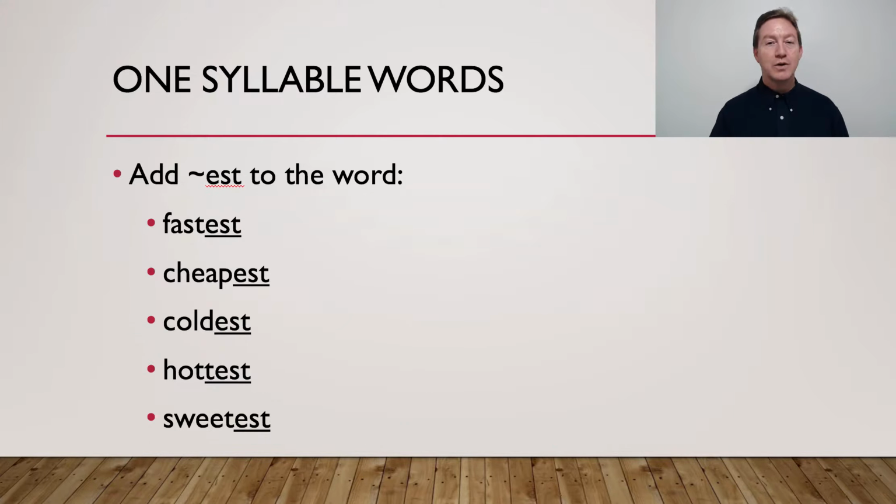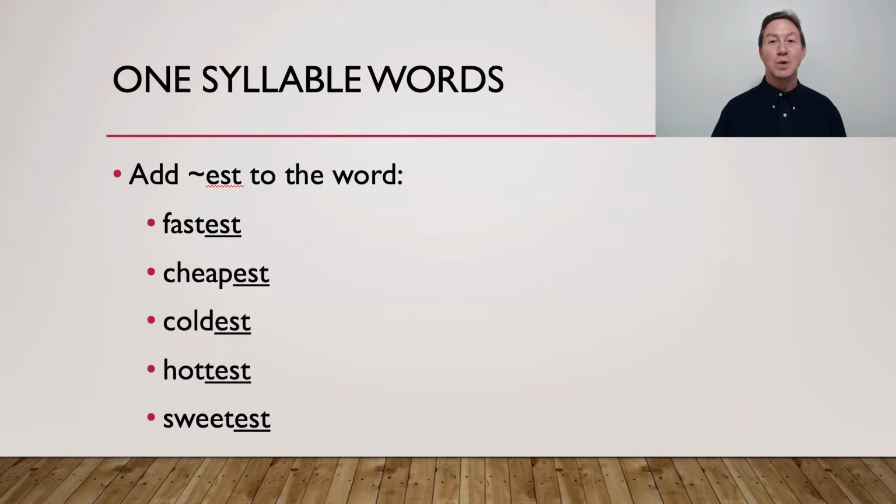So for a superlative, we're going to compare one thing with all the others in that group, or 3 or more. So for example, if we have the word fast, we're going to change that to fastest because we just need to add est to the end of the word. His car is the fastest car in the race. So we compare one car with all the other cars in the race. Cheapest. The cheapest dish on the menu is the salad. So the salad is being compared to all the other foods on that menu.